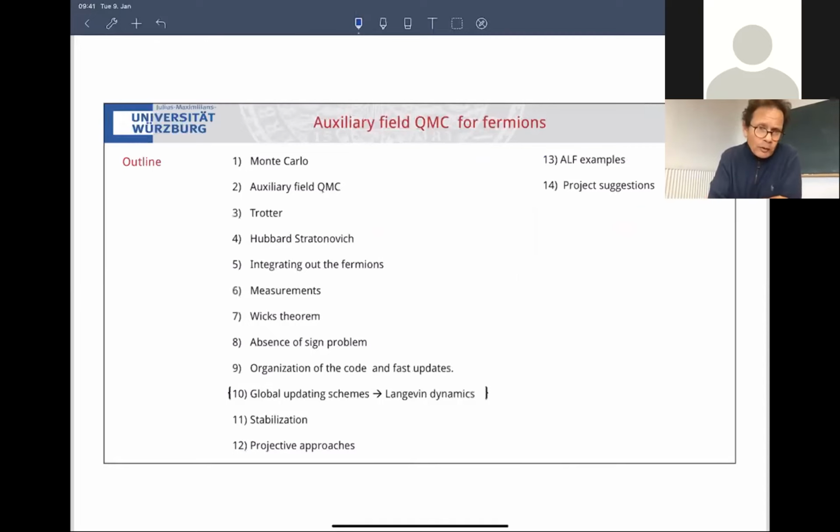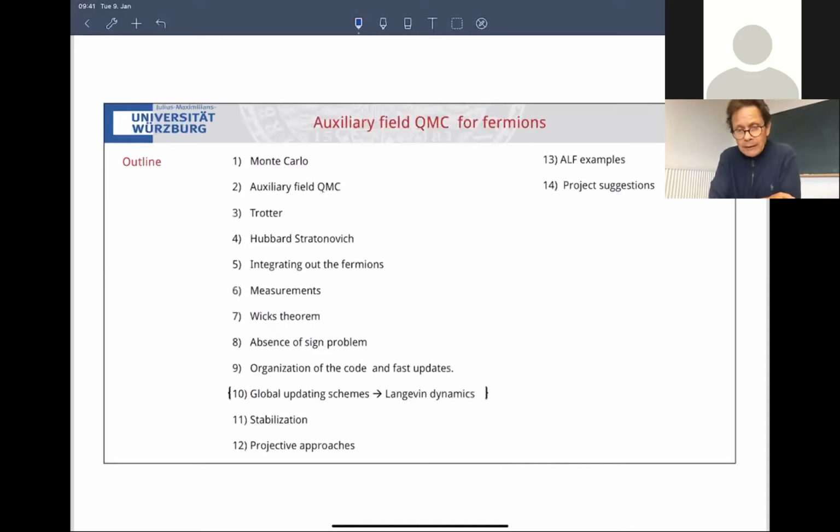So we have to do a Trotter decomposition that comes with some issues, maybe sometimes. Hubbard-Stratonovich, which one should you take? It's not unique. You have then to integrate out the fermions. That's pretty easy. Well, you can't make any mistake here. Measurements, Wick's theorem. When do you have an absence of sign problem? That's extremely important. And then from 9 onwards, the organization of the codes and fast updates. If we have time, I will talk a bit more about different updating schemes.